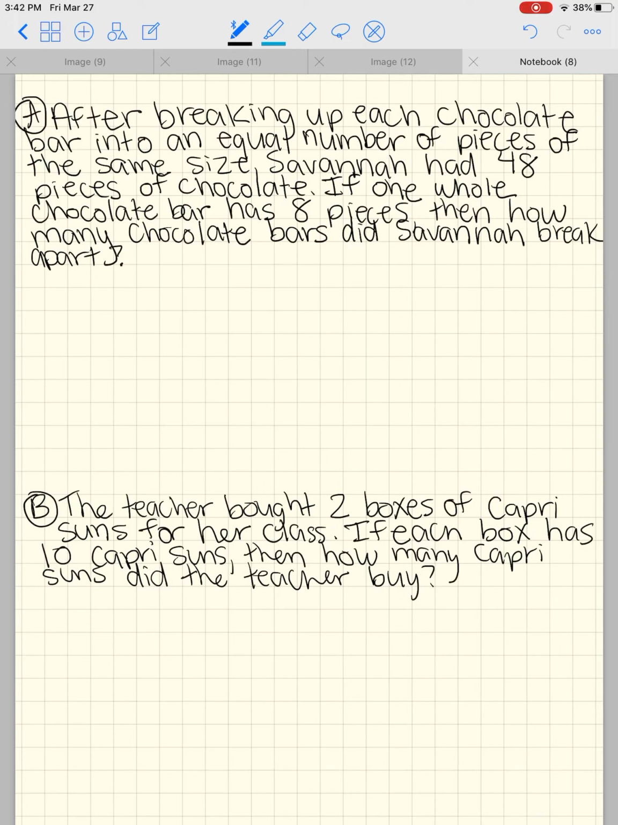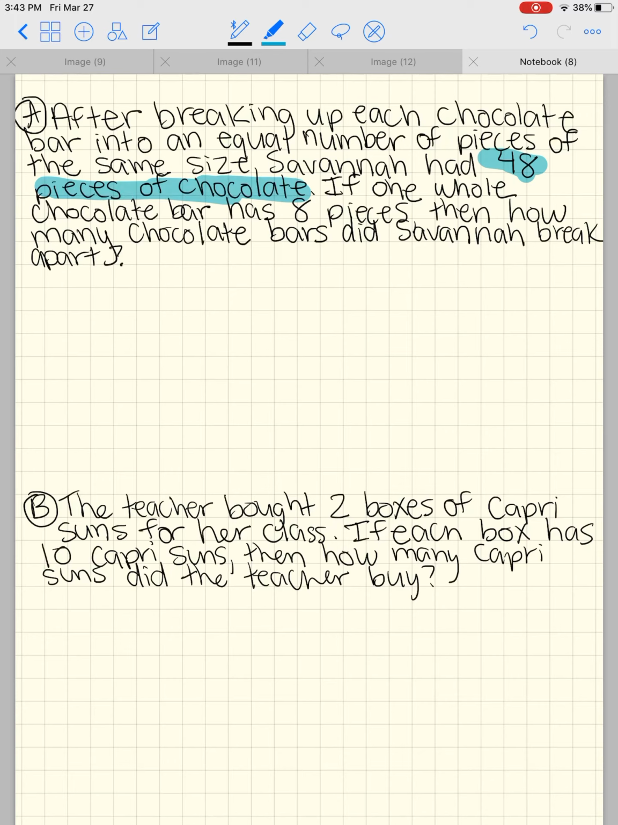After breaking up each chocolate bar into an equal number of pieces of the same size, Savannah had 48 pieces of chocolate. If one whole chocolate bar has 8 pieces, then how many chocolate bars did Savannah break apart? So I see some key pieces of information in this question. I see that Savannah had 48 pieces of chocolate.